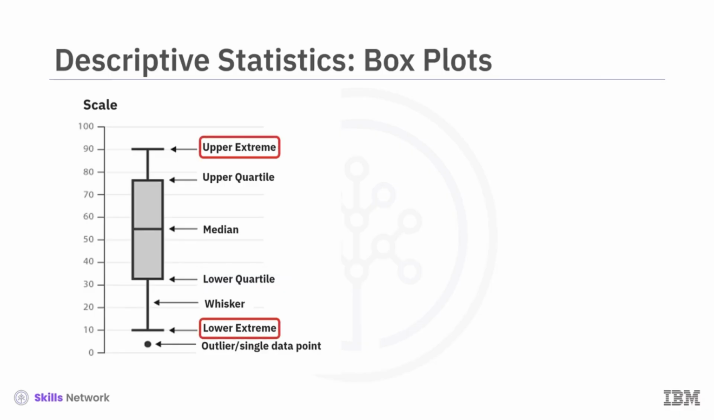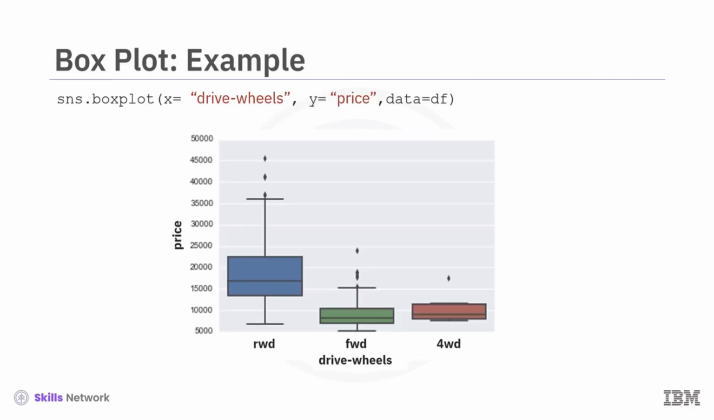Next, you have the lower and upper extremes. These are calculated as 1.5 times the interquartile range above the 75th percentile, and as 1.5 times the IQR below the 25th percentile. Finally, box plots also display outliers as individual dots that occur outside the upper and lower extremes. With box plots, you can easily spot outliers and also see the distribution and skewness of the data. Box plots make it easy to compare between groups. In this example, using box plot, we can see the distribution of different categories of the drive wheels feature over price feature.